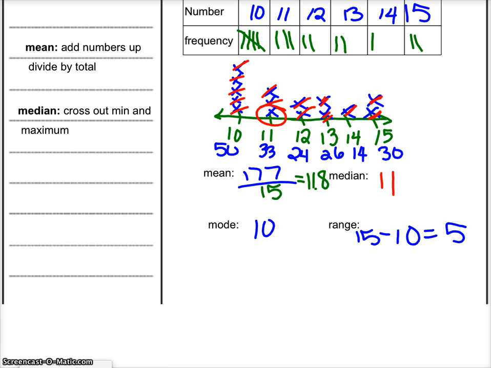So the key for median is you have to remember that you cancel out the minimum value and the maximum always, is what you're doing.